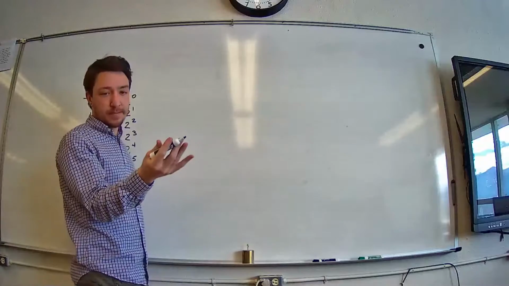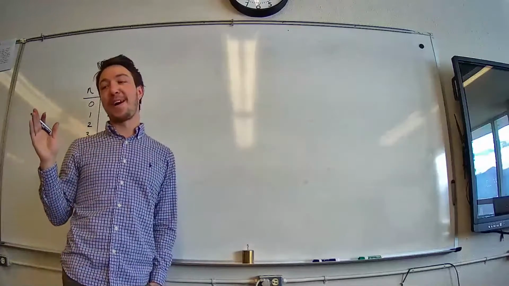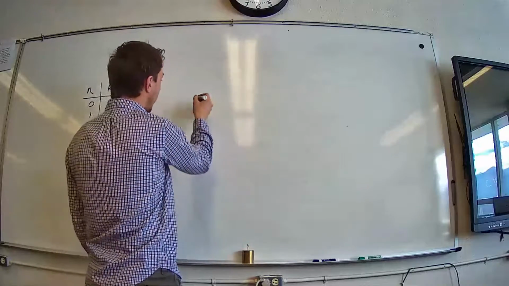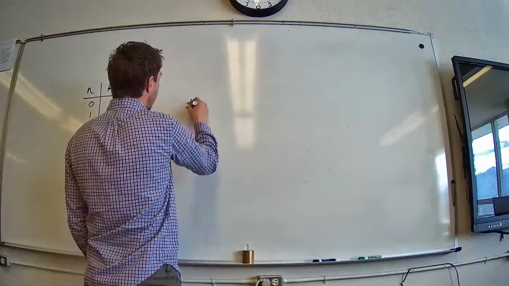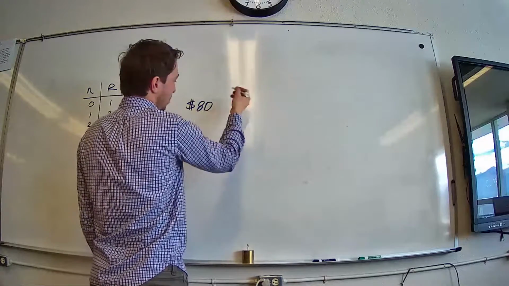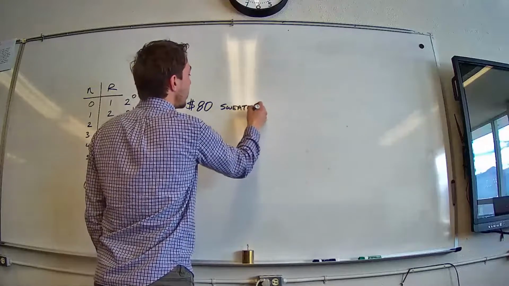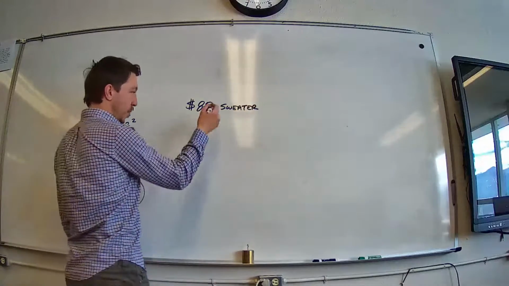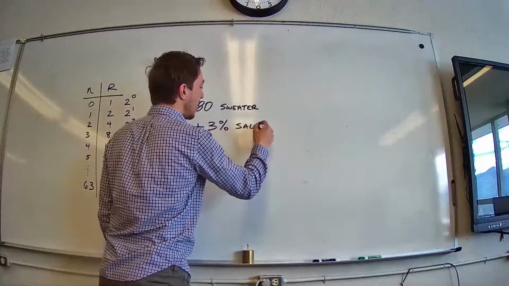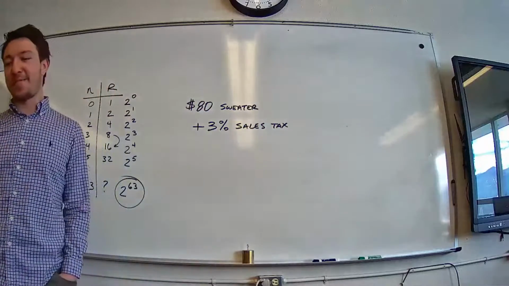So let's say you buy something. Here's some really basic math for you. Don't feel bad if it slips your mind. You should know this. You're going to go buy an $80 sweater, but Whitefish has a plus 3% sales tax. The question I want you to answer is how much are you going to have to pay for it?